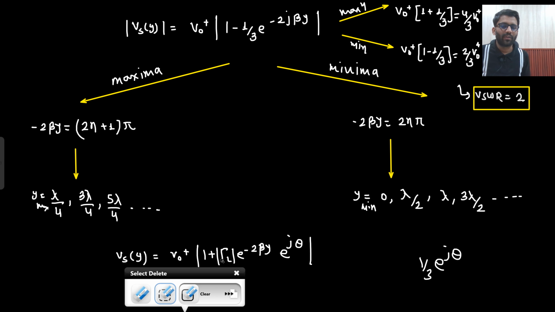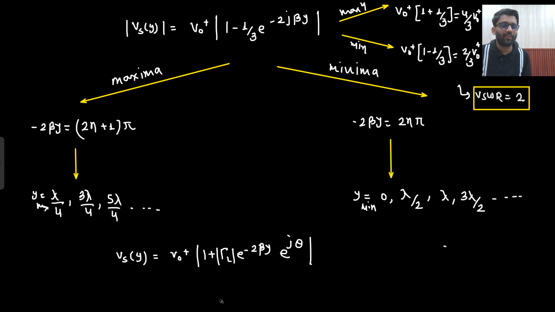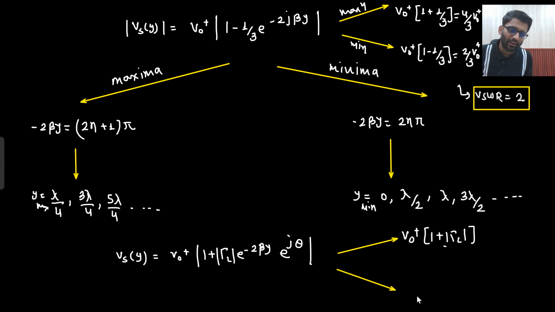So what will be the magnitude? 1 plus mod gamma L, and for minima it would be 1 minus mod gamma L. So your maximum value will be V0 plus times 1 plus mod of gamma L, and the minimum value will be V0 plus times 1 minus mod of gamma L. This is your maximum value and this is your minimum value. So what will be your voltage standing wave ratio?